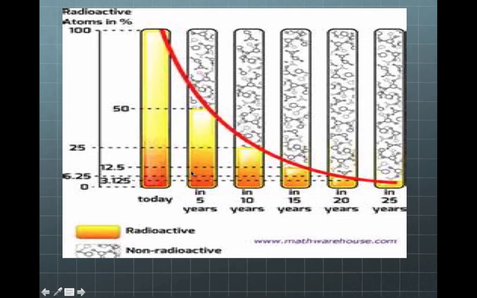If we take a look at this graph here, this yellow-orange is our radioactive isotope, and this white part is our daughter isotope. As we get more daughter isotope, our time is also increasing. So the more daughter isotope, the more stable the material becomes, the older it gets.